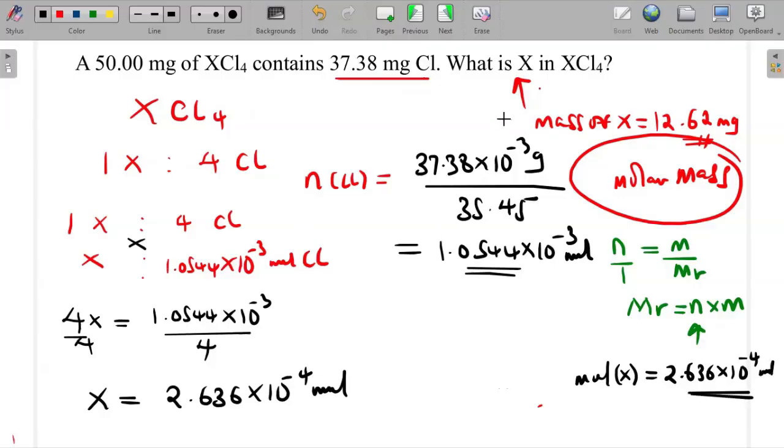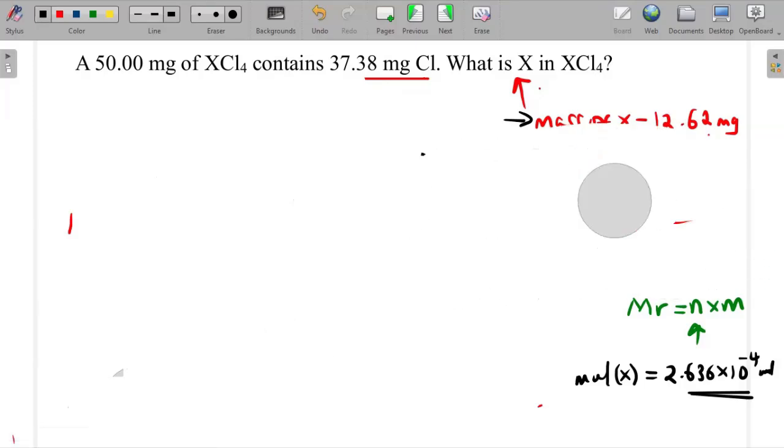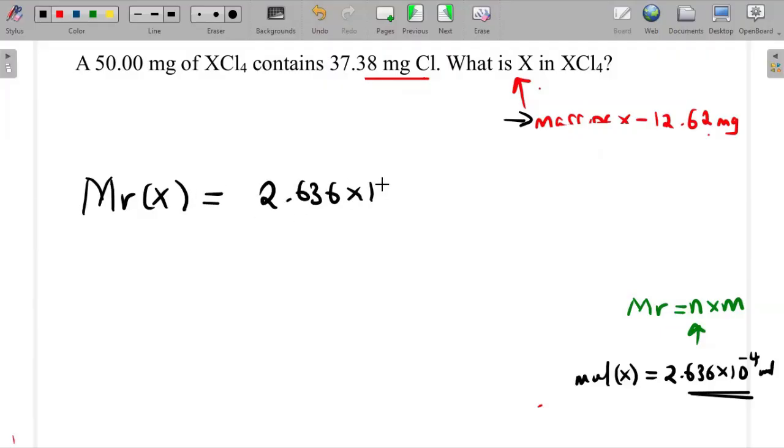And remember, we also have the mass of this X. Even this mass, we need to change it into what? Into grams, so that we can now use this formula there. So I'm just going to say the molar mass of X is equal to the moles, 2.636 times 10 to the power minus 4 moles, multiplied by this mass.